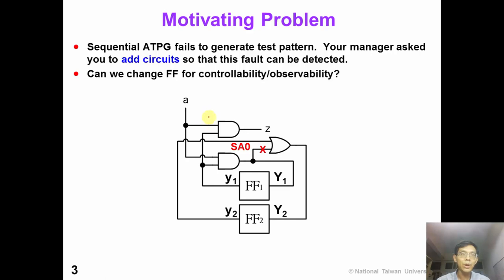Here is our motivating problem. In our sequential ATPG lecture, we failed to generate test pattern for this fault because this fault will propagate to flip-flop 2 and the fault effect cannot reach any primary output no matter how many cycles of clocks. So your manager asks you to add some circuits so that this fault can be detected to improve the fault coverage. So can we change the flip-flop design to improve the controllability or observability? This is a very important problem because all the useful circuits are sequential circuits.